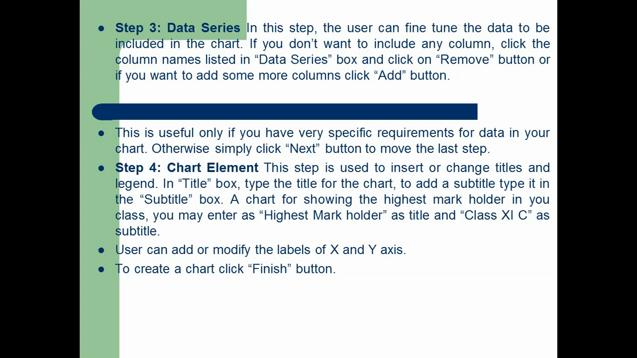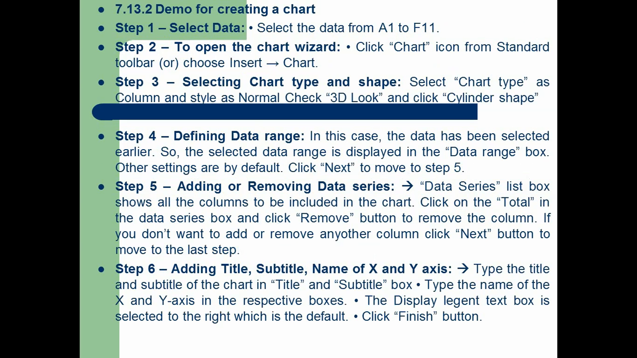Now the fourth step, the last step, where we insert the title and legend. In the title box we type the title and subtitle of the chart, and after typing the required data, you can use the X axis label and Y axis label and click the finish button. This is the four important steps for creating the charts.